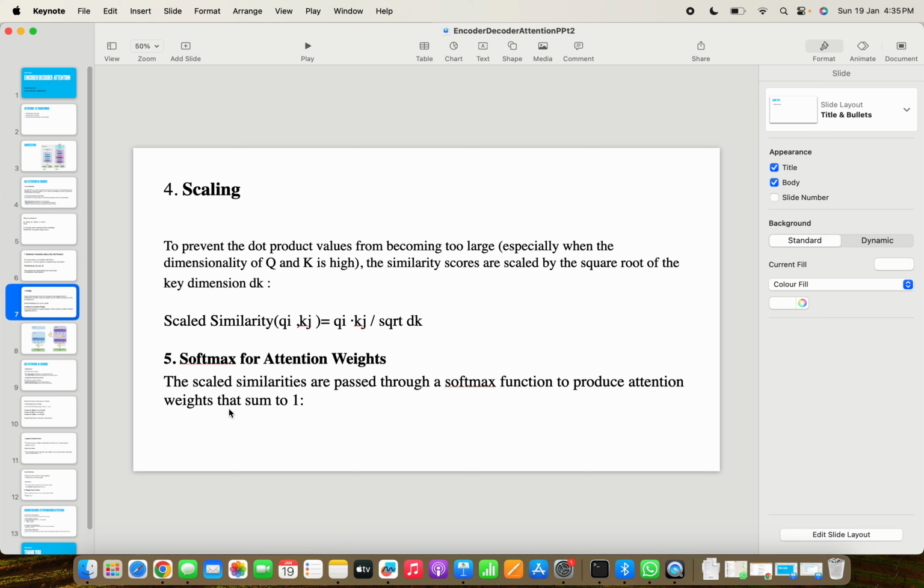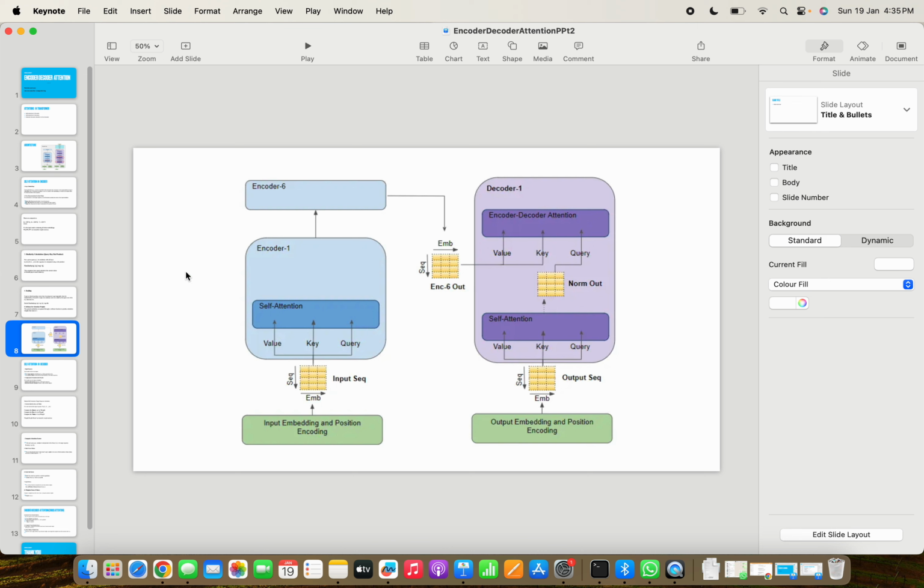Then there is the concept of softmax for the attention weights. The scaled similarities are passed through a softmax function to produce the attention weights, which sum to 1, that is, in the range from 0 to 1. Now here you can see the picture: the input embedding and the positional encoding are combined here, going to the self-attention layer, which is divided into three parts: value, key, and query.